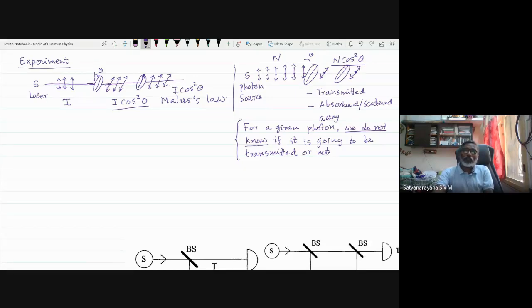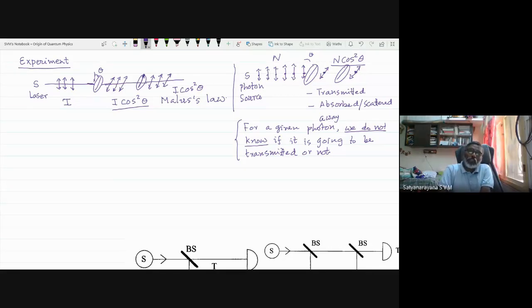So this is what happens in quantum mechanics. That is, a classical experiment like this, if you try to perform at a quantum mechanical level, this is what happens. At a single particle level, we will not know whether it goes through or not. But when you take n, a large number of particles, then cos square theta times n will be transmitted, and sin square theta times n will not be transmitted. That means they are either absorbed or scattered away. So this is the description in terms of this.